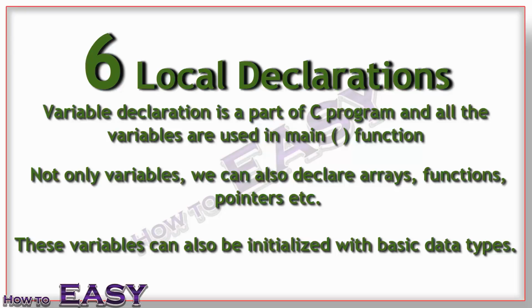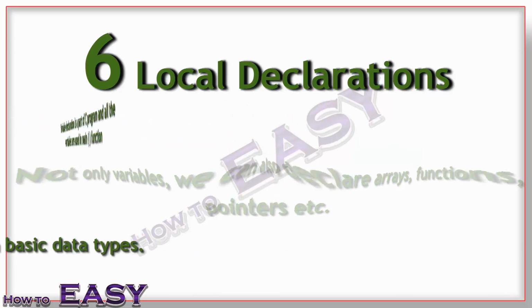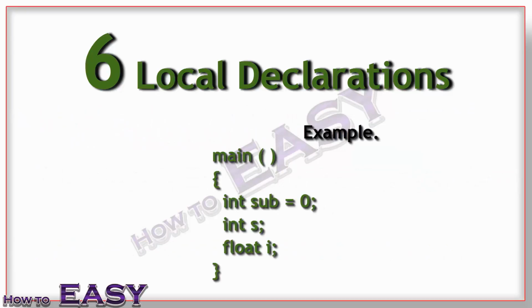For example, here the variable sub was declared as an integer variable and it is initialized to 0. Other variables are declared as int and float, and these variables inside any function are called local variables.